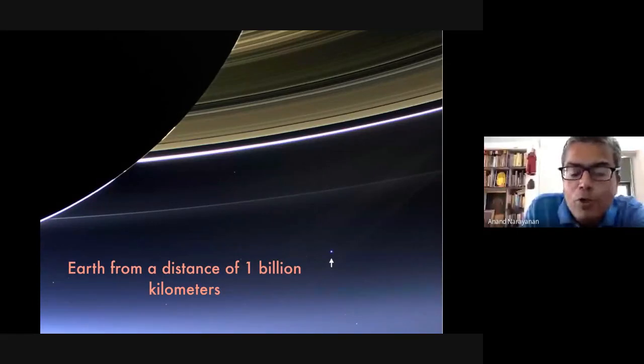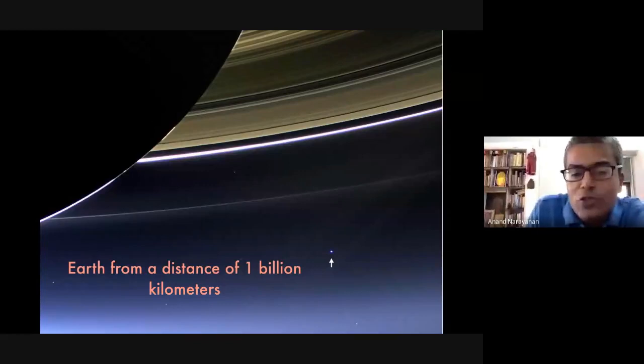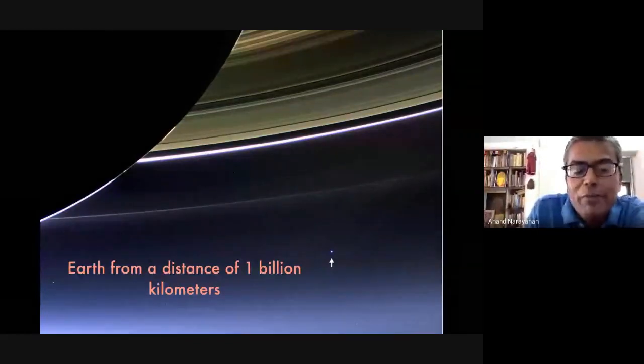Does anyone know the farthest picture of Earth taken? Which spacecraft has taken it? Pale blue dot. Yeah, exactly. So as I said, most of you already know it. So this may be redundant information, but still.